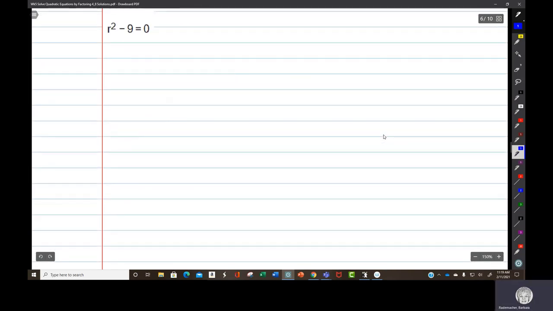Now here we have a quadratic binomial. But look at this, you have the quadratic term and the constant term, and the constant term is a perfect square.